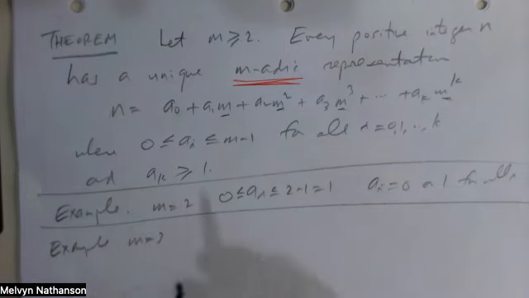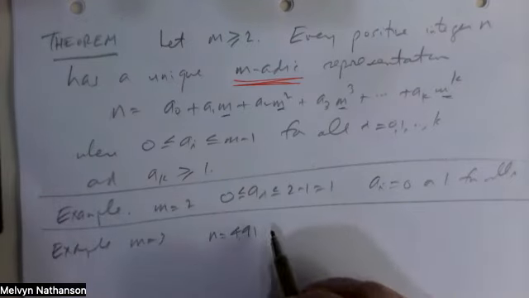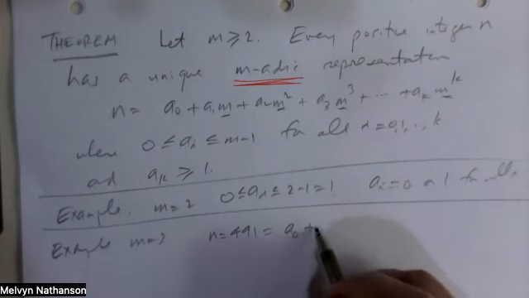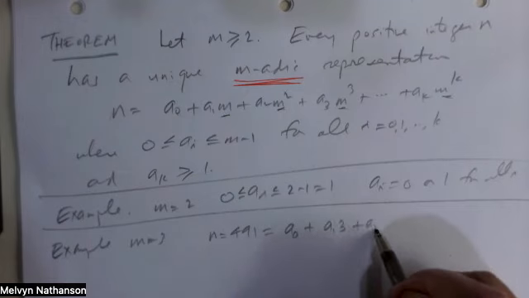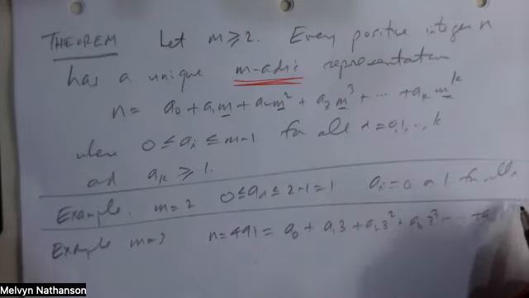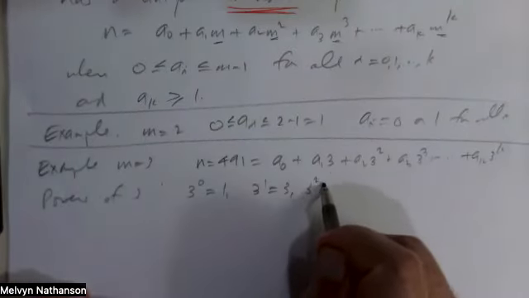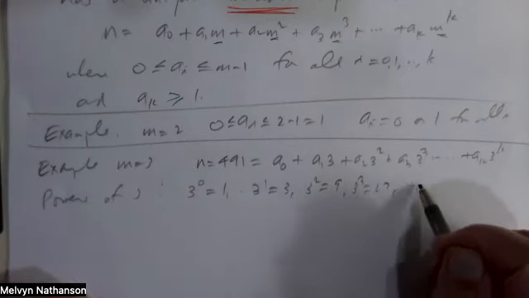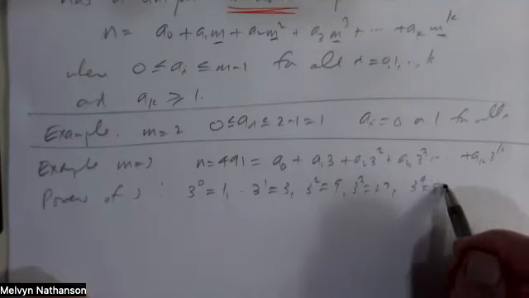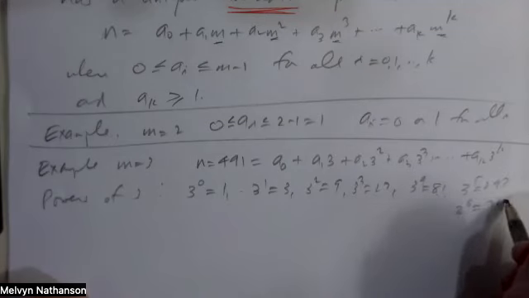Suppose, let's see, what was the number I used before? 491. Suppose n is 491. So I want to write n as a sum of a0 plus a1 times 3, a2 times 3 squared, a3 times 3 cubed, and so forth, up to some a sub k, 3 to the k. So I have to know what are the powers of 3. Well, we have 3 to the 0 is 1. 3 to the first power is 3. 3 squared is 9. 3 cubed is 27. 3 to the fourth is 81. 3 to the fifth is 243. 3 to the sixth is 729, and so forth.